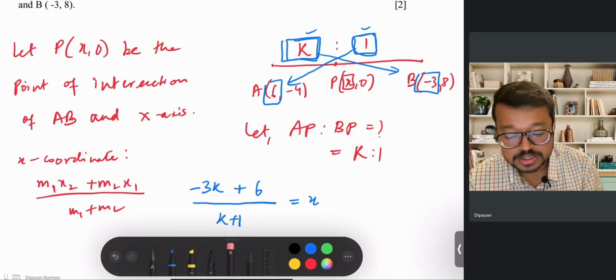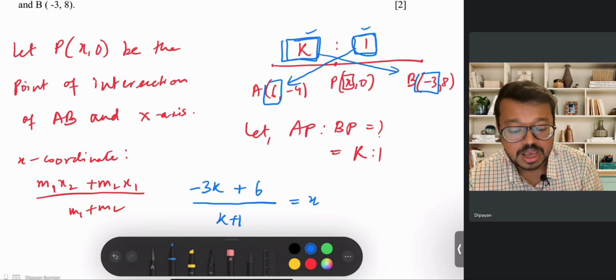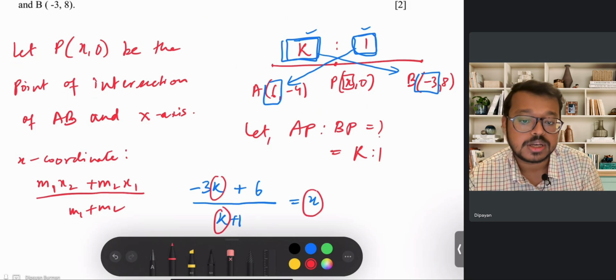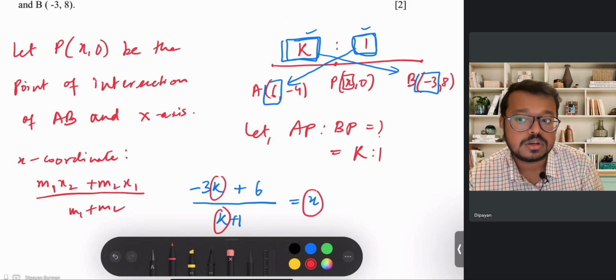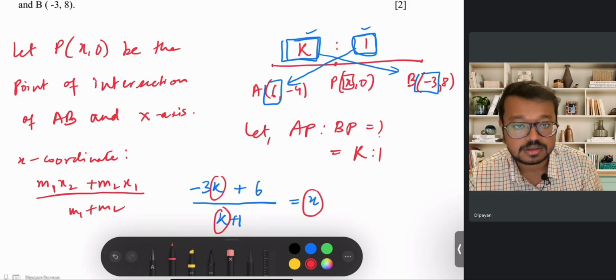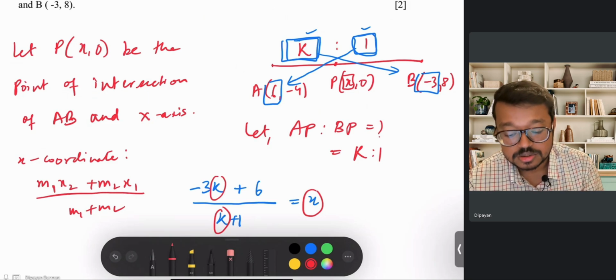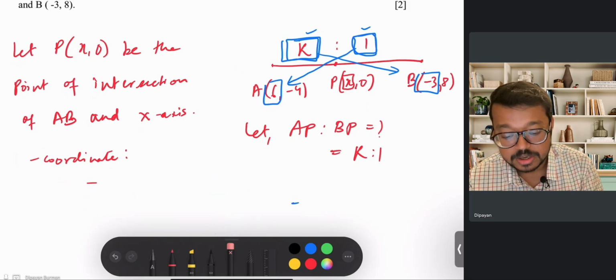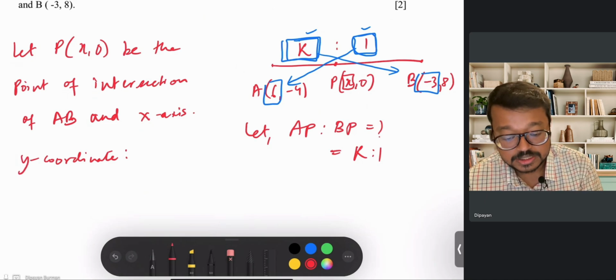So you can see that in this equation, I am trying to find the value of k, but here there is another unknown, x. So this will not exactly help me get the ratio. So instead of the x coordinate, maybe I will look at the y coordinate, because the y coordinate is already known. So the y coordinate is 0. So instead of the x coordinate, let's just focus on the y coordinate.